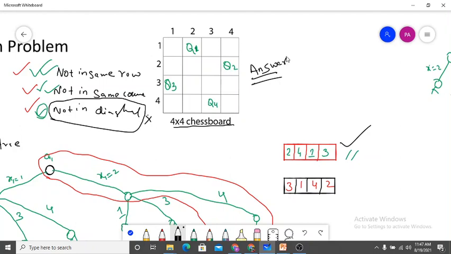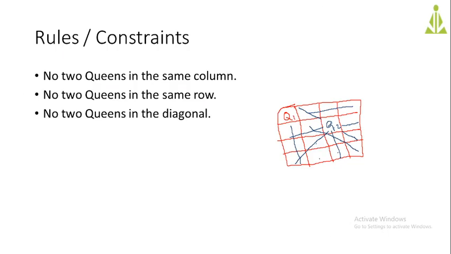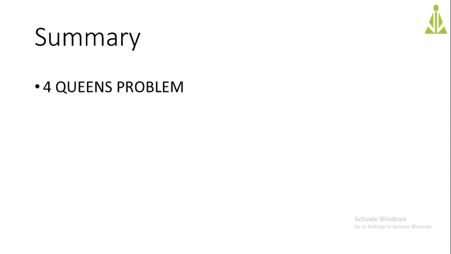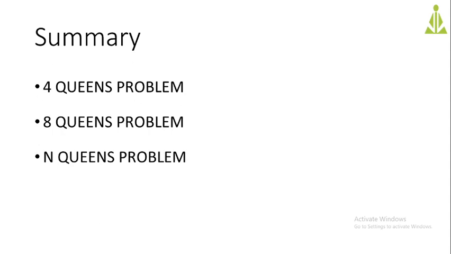So this is the final. What we have done today: we saw the 4 queen problem, an 8 queen solution, and the n queen problem is all about this, with 4, 8, 16, 32 queens. Like this we will have problems.